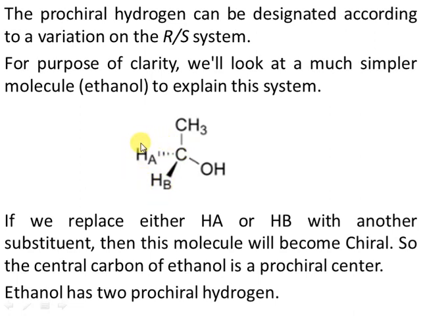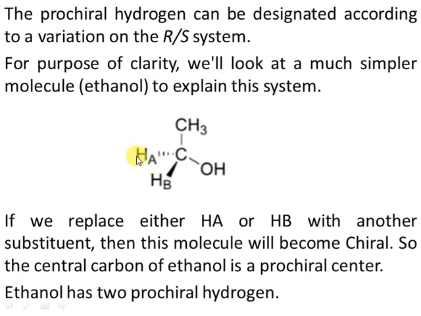So these two hydrogens are the same while these two groups are different, but if we replace either HA or HB by some group which is different, then in that case we'll get a chiral center, right? So these protons HA and HB are the prochiral hydrogens, right? So if we want to designate or assign some RS configuration to such a system, then we make use of a modified RS system, right?